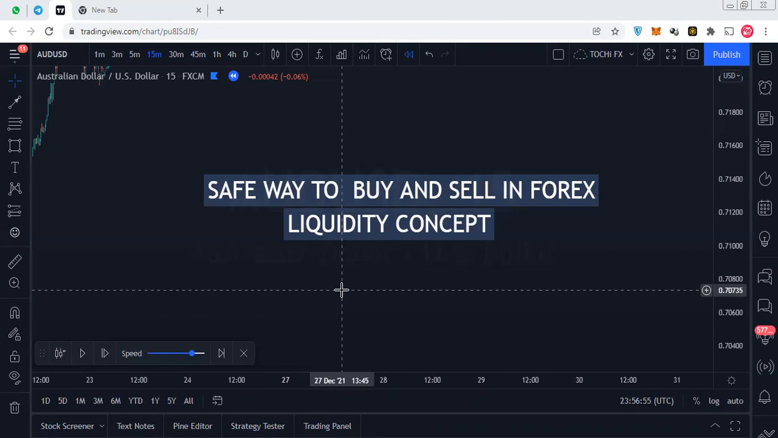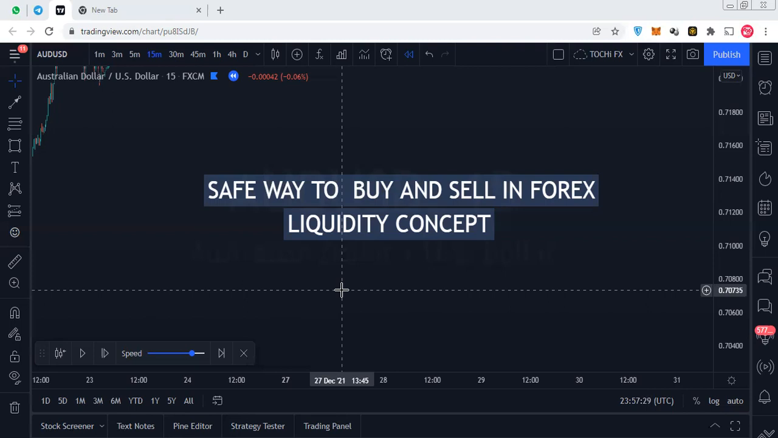Okay, now the concept is you want liquidity to be created at the low, and you want liquidity to be created at the highs. Now you want the low to be taken out, and the highs taken out. Once the highs are taken out after the low, then we have a buy. Now, if you want to sell, you want the highs to be taken out first, then the lows taken out second.